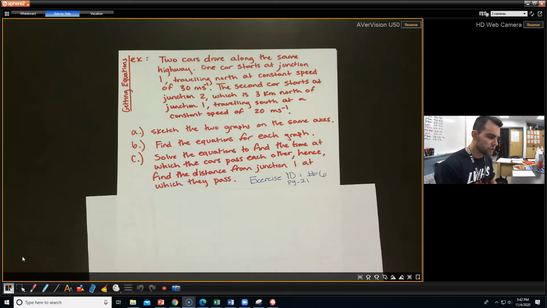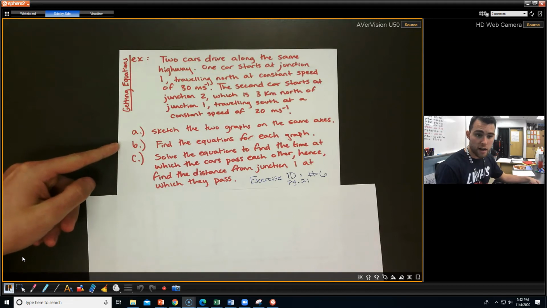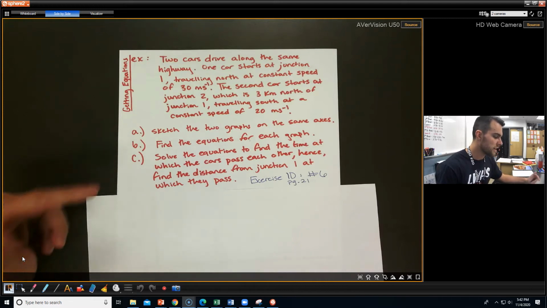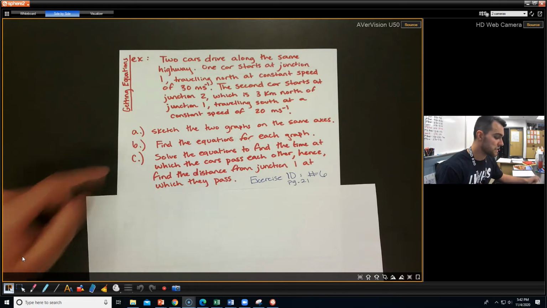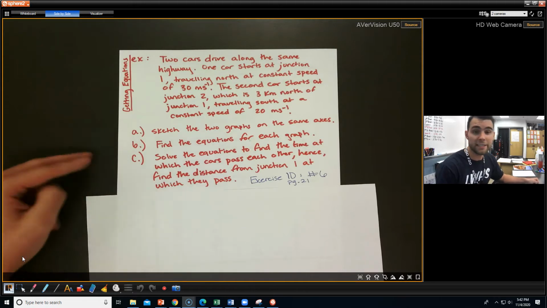Part A, sketch the two graphs on the same axes. All right, so we're going to have two graphs just kind of coming together. B, find the equations of each graph. And then part C is solve the equations to find the time at which the cars pass each other. Hence, find the distance from junction 1 at which they pass. Never trust anyone who says hence, and hence let's begin.